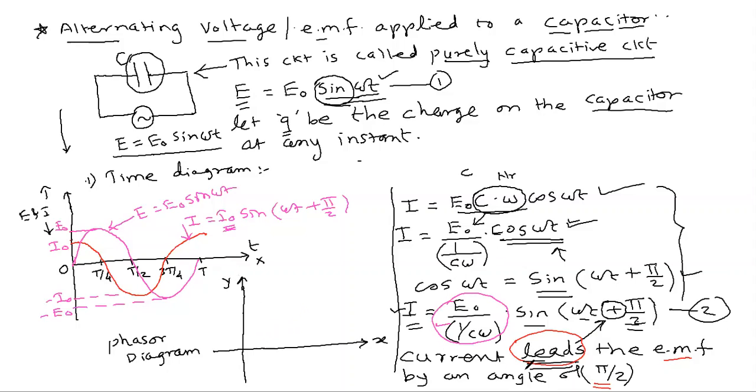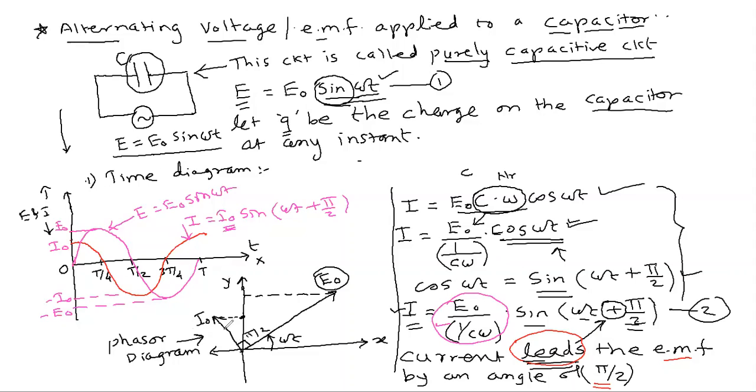Now since the current leads by pi by 2, I can show here that the current leads by pi by 2. This is the peak value of the current, and this is its magnitude. Similarly, this is E naught. The current leads by pi by 2. This angle is pi by 2, and no doubt this angle is omega t. So the peak voltage of the EMF is E naught, and the peak value of the current here will be I naught. So this represents the phasor diagram.